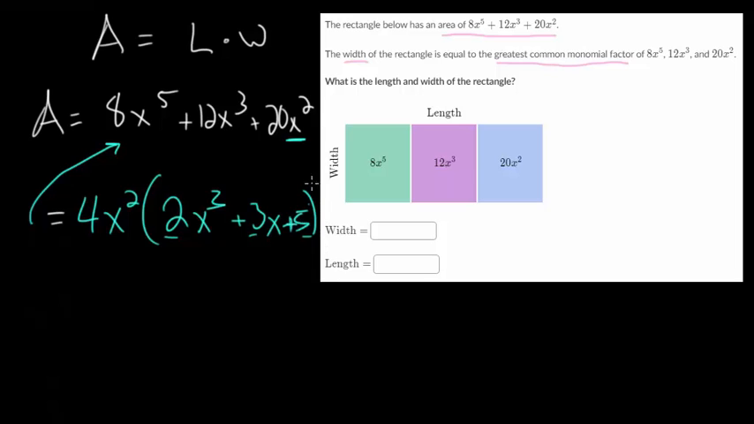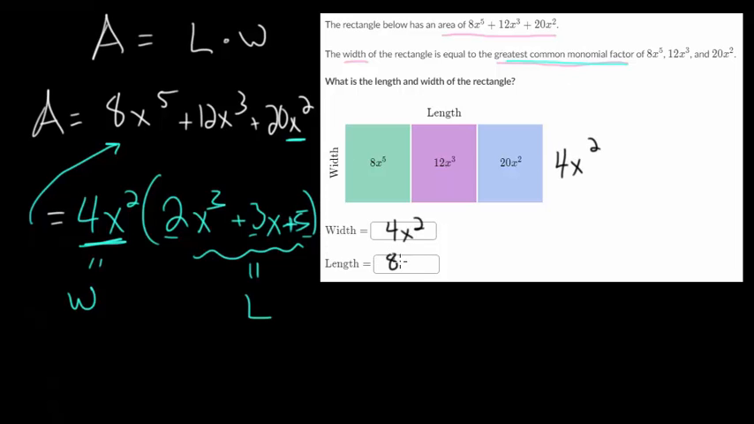And just prove to yourself that it does remultiply to this polynomial here. So remember that our width is the greatest common factor, and it's a monomial. So it's going to be the 4x squared. That's our width, which means that this right here is our length. So we can put those into the box. We have 4x squared, which of course would go right here with our rectangle.